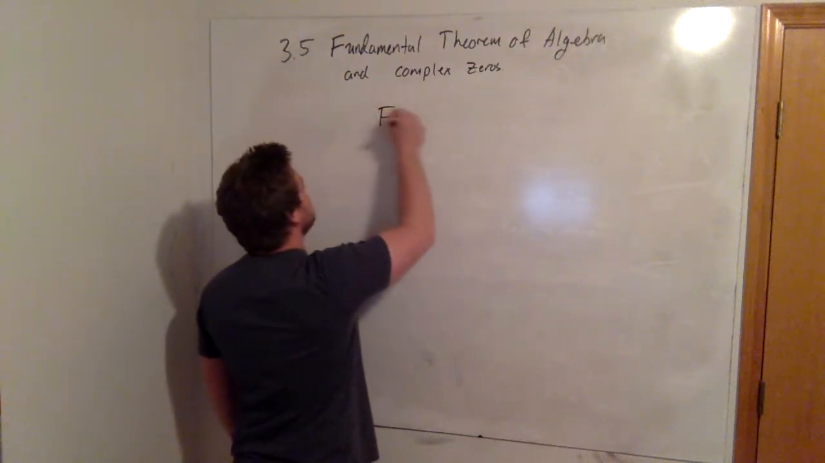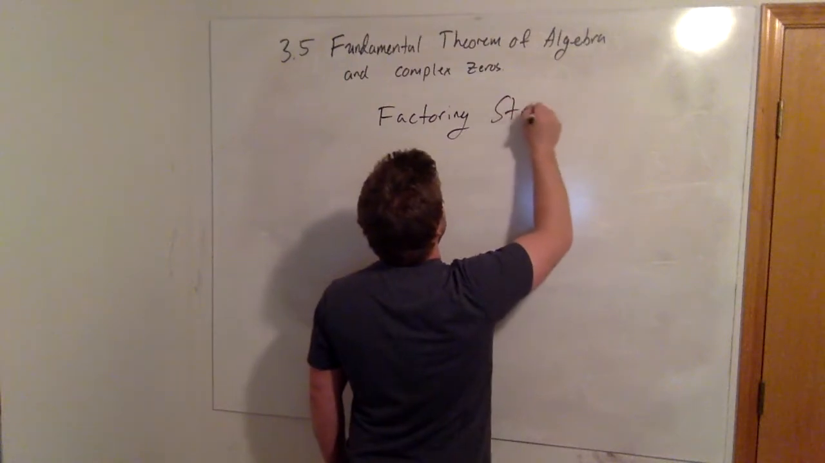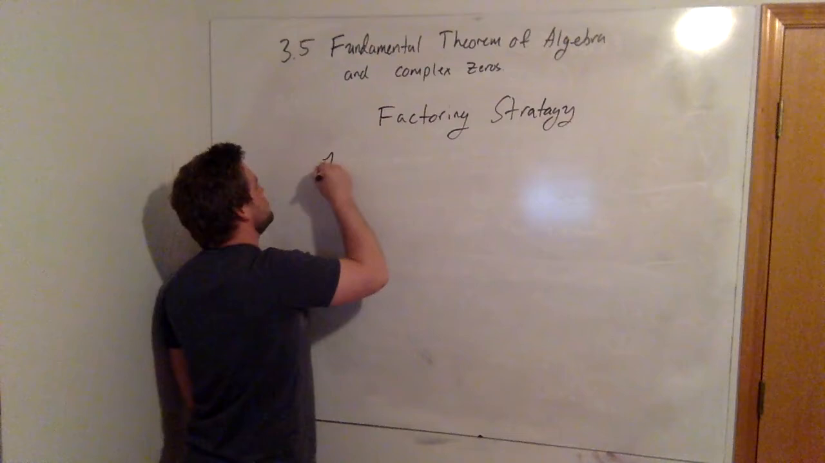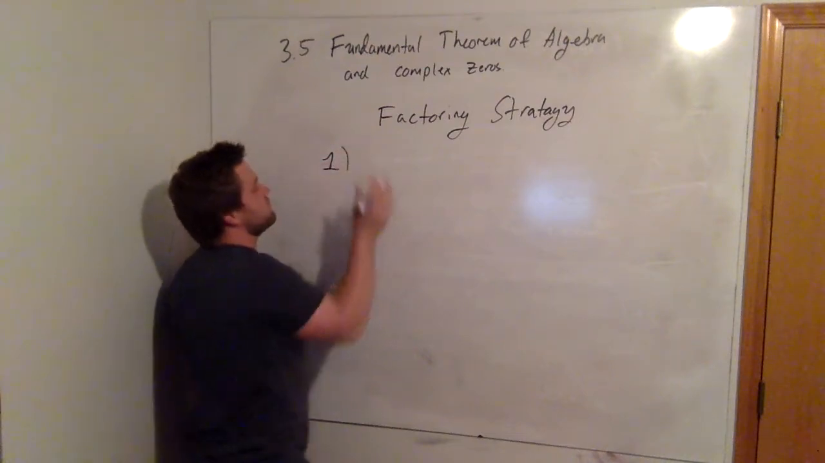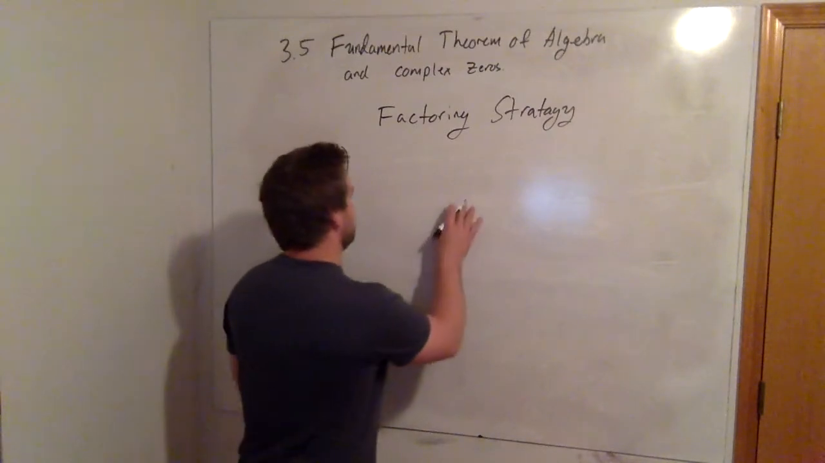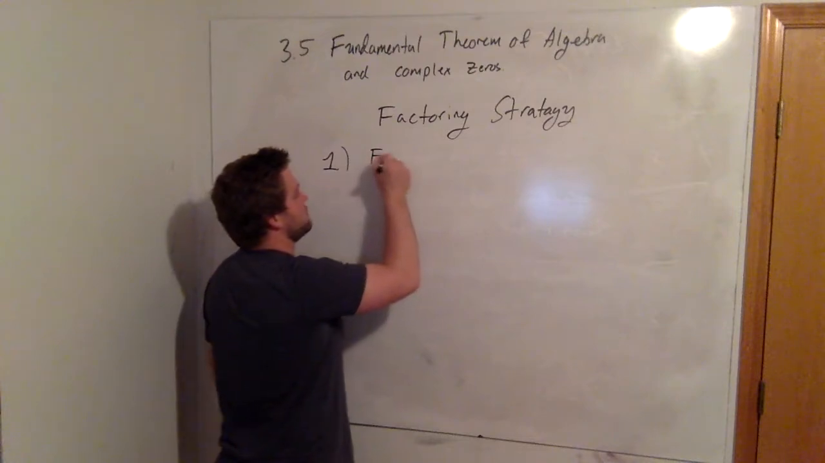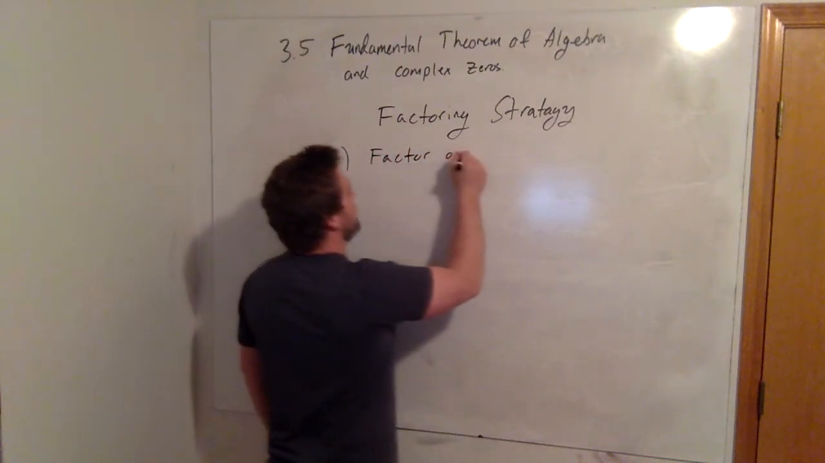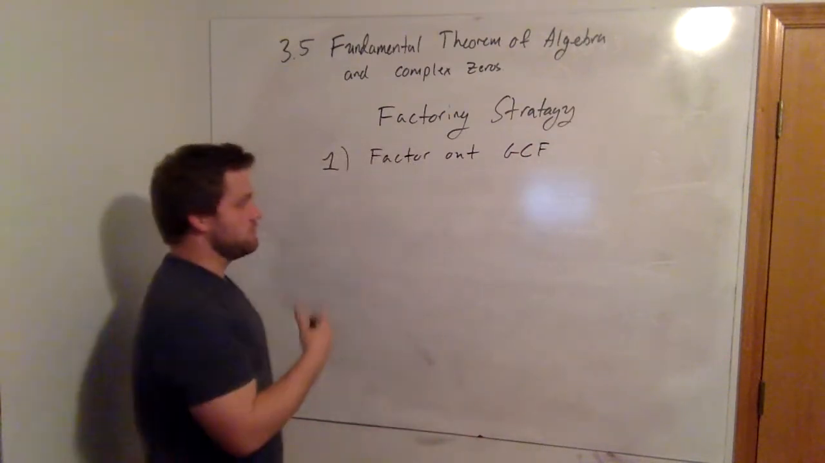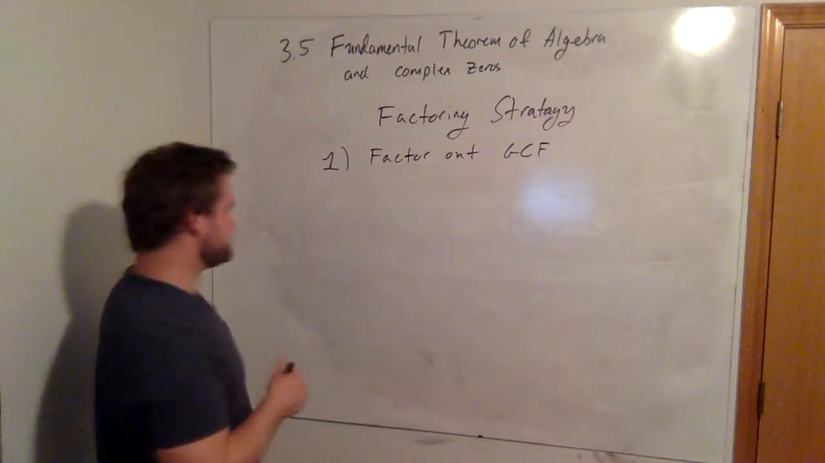Okay, so I'm going to write factoring strategy. I don't necessarily think that any of these are in any particular order besides the first one. The first thing you should always check for is to see if you can factor out the greatest common factor. Maybe there's an x you can factor out. Maybe there's a common factor of 3 that you can factor out.